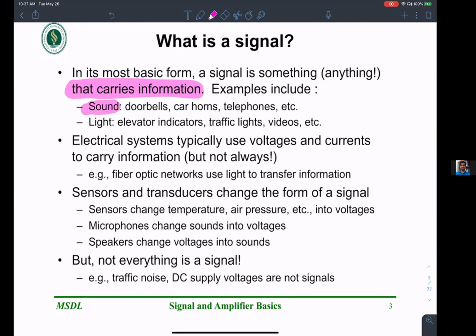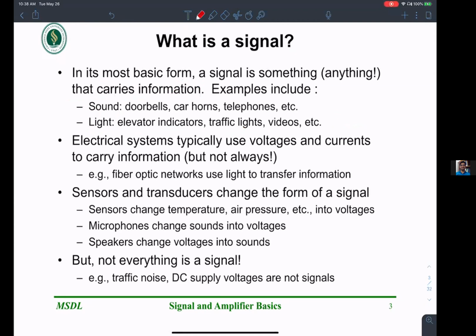They can be sound signals like doorbells, car horns, telephones, or a telephone ring. That's the sound signal. They can be even light signals, like the fiber optic signals. Okay, optical signals that are sent via fiber optic cables, elevator signals, traffic lights, videos, so on and so forth. Any waveform, anything that carries some useful information is called a signal. Any medium that carries a piece of useful information is called a signal.